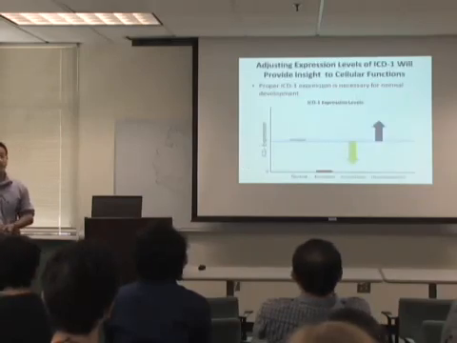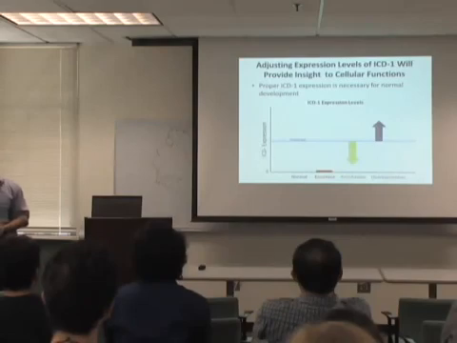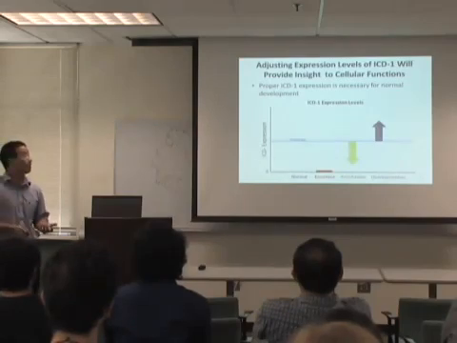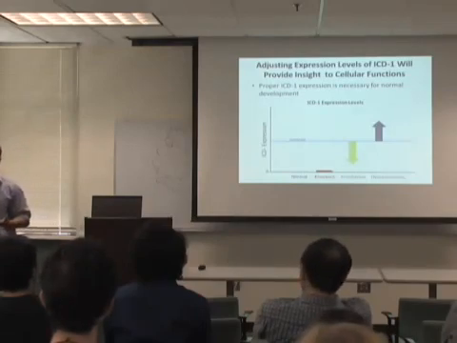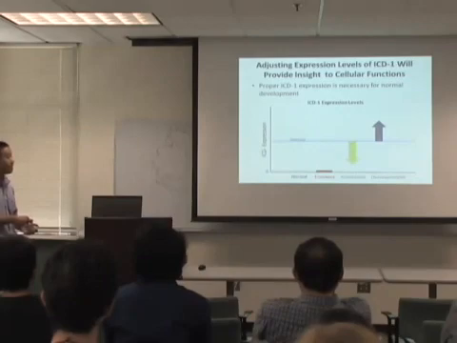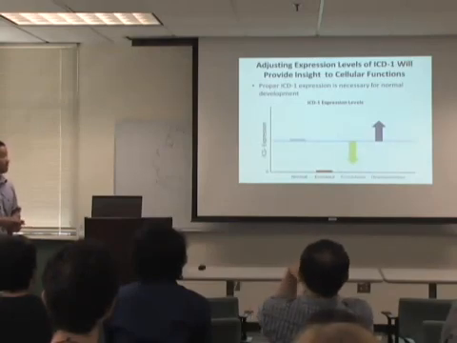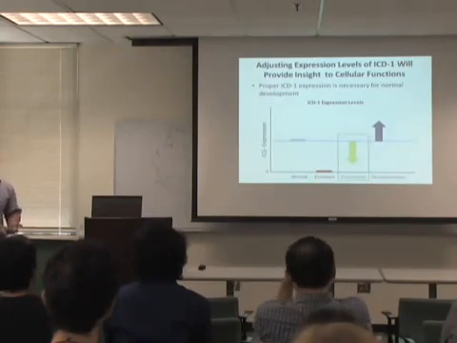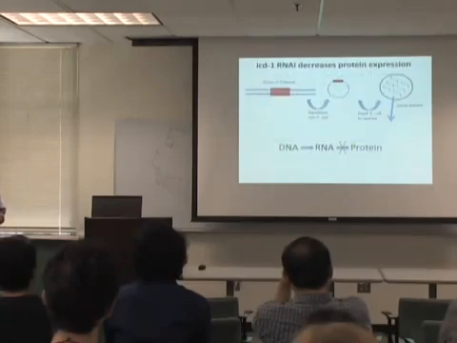So in order to better understand the exact cellular function of Ice1, we played around with the expression levels. We knew that proper Ice1 expression was necessary for normal development, so we wanted to see what happens if we knocked out 100% of the Ice1 protein, if we decreased Ice1 through a knockdown, and what happens if we overexpressed Ice1. And today I'm specifically going to be talking about the results from the Ice1 knockdown.